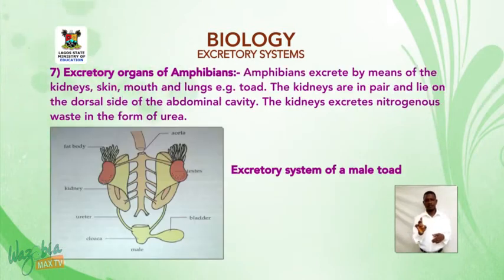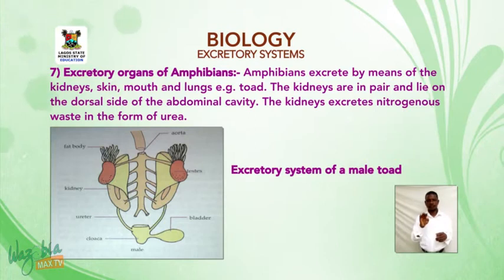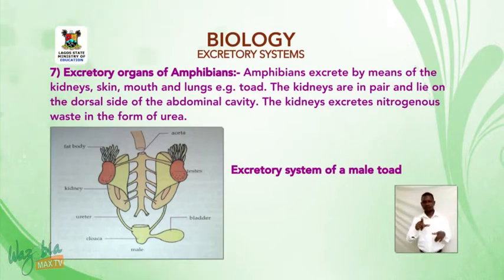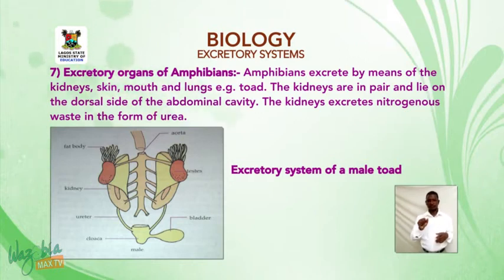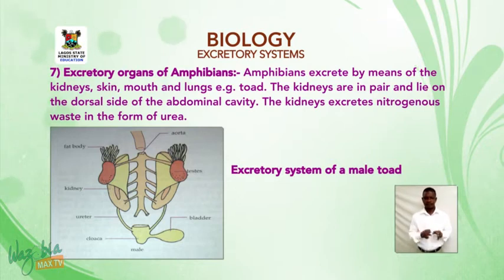7. Excretory organs of amphibians. Amphibians excrete by means of the kidney, skin, mouth, and lungs. Example, toad. The kidneys are in pair and lie on the dorsal side of the abdominal cavity. The kidneys excrete nitrogenous waste in the form of urea.